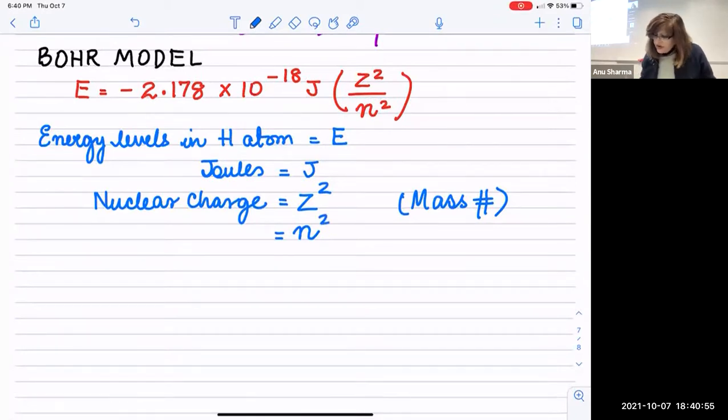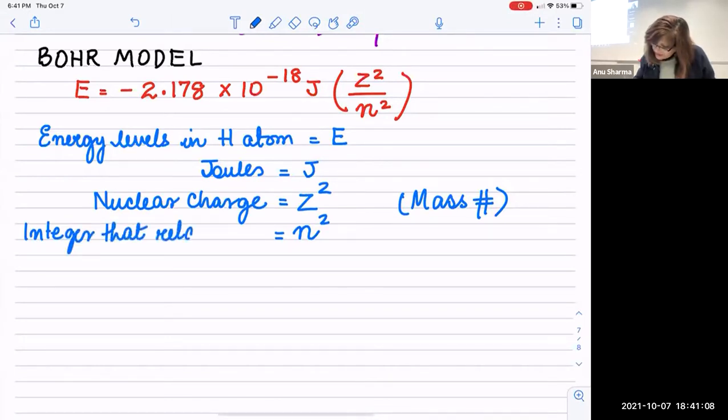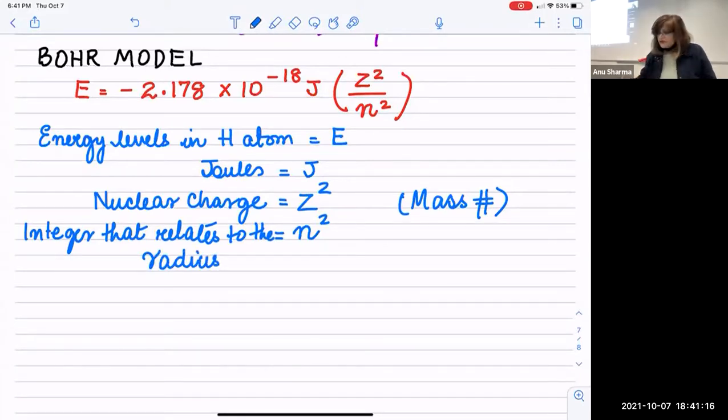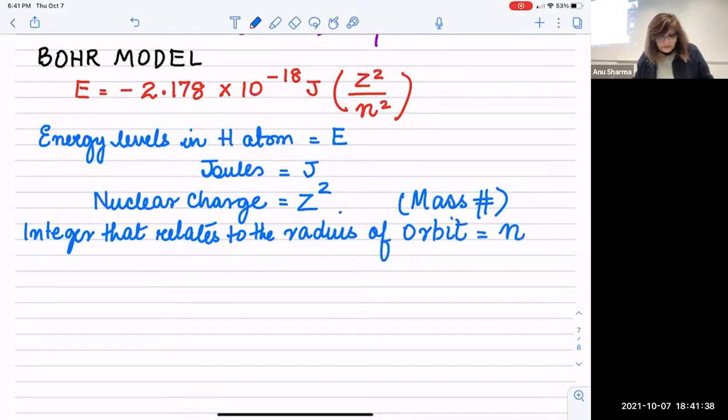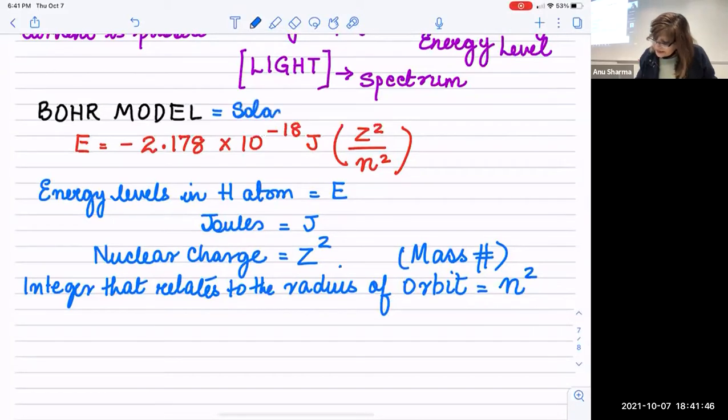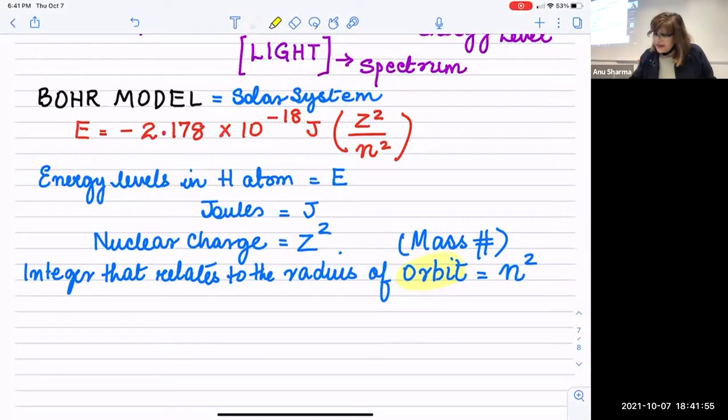Then comes n square. Now n is the integer that relates to the radius of the orbit, the radius in the atom. In olden days, they actually called it orbit. Because the Bohr model is based on the solar system: the sun is in the center and outside are these planets. That is why he used the word orbit, like the orbit of the planets.